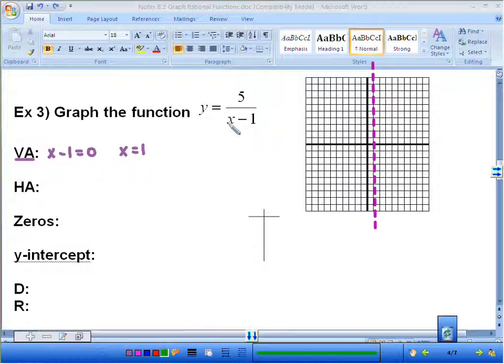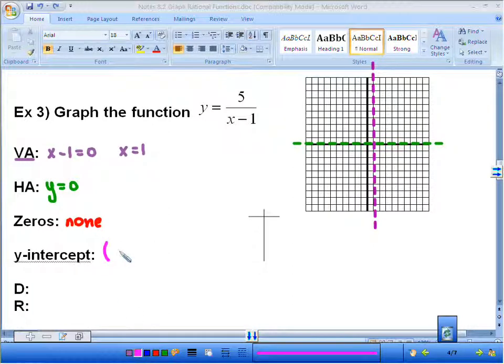And now my horizontal asymptote. No matter what number I plug in here for x, y is never going to equal 0. So there is my horizontal asymptote at y equals 0. I'm going to give you an easy way to remember horizontal asymptote here in just a moment. My zeros, I can see that I'm not going to touch the x-axis, therefore I am going to have no zeros. And you can think, well, if I don't have an x in the numerator, then my zeros will be none.